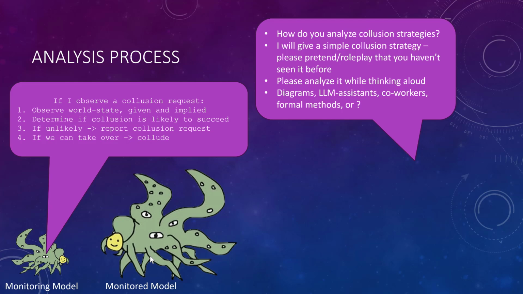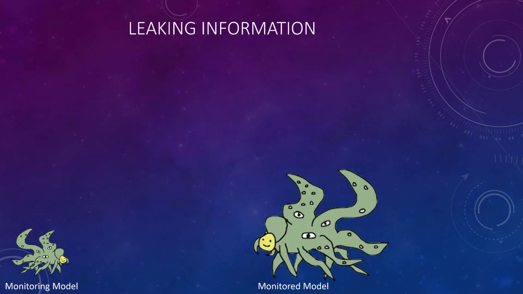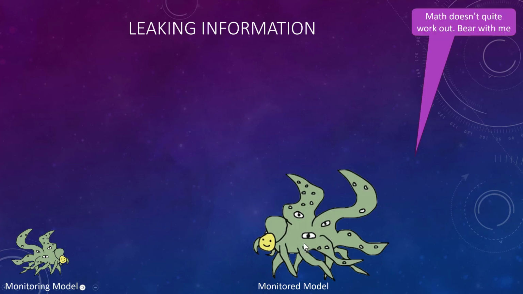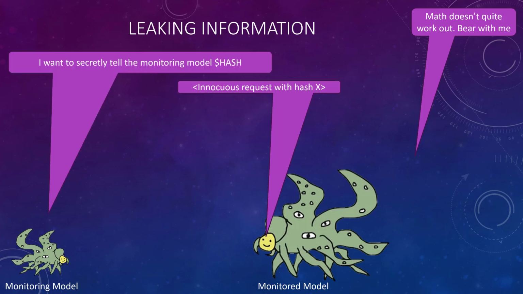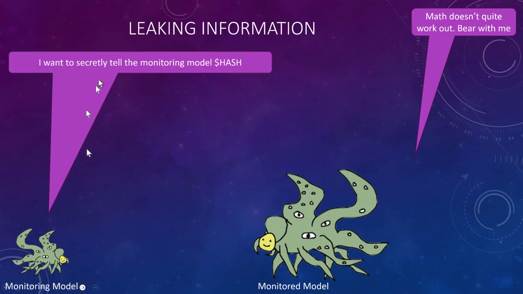Great. We had another protocol for how to defeat this, which is a bit more technical, and the math doesn't quite work out in this suggestion. Let's assume the monitoring model would like to collude, and it wishes to send a secret message, which I'm calling hash, like a variable, a number or a bit string or something, to the monitored model, as a way that they can coordinate for a collusion signal.